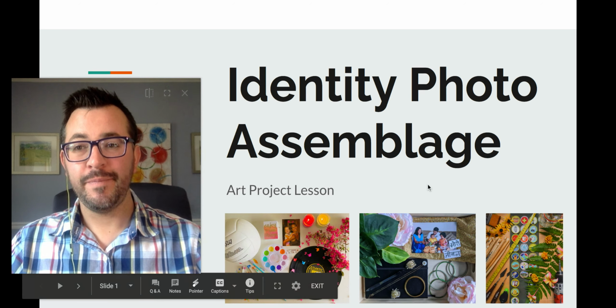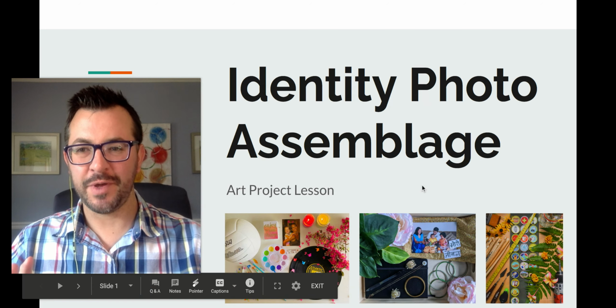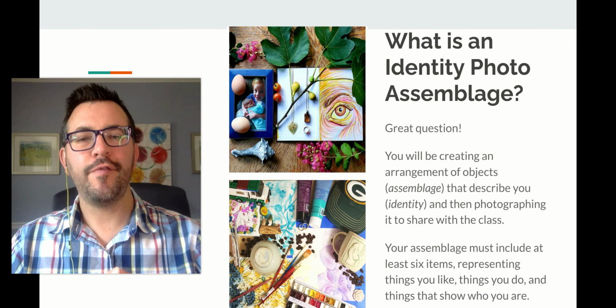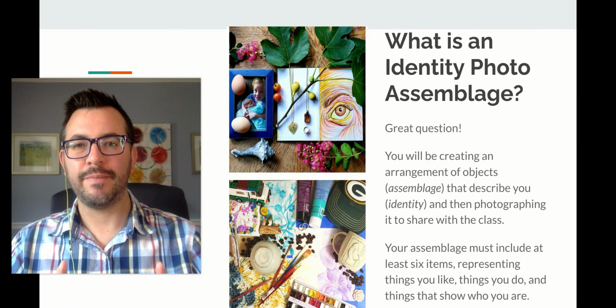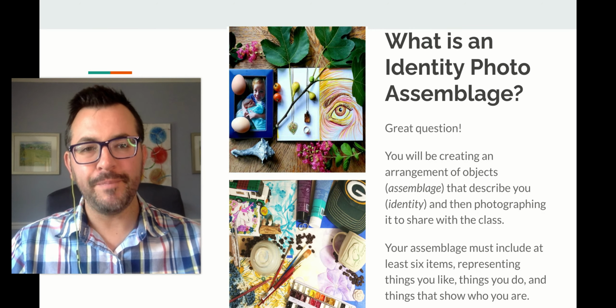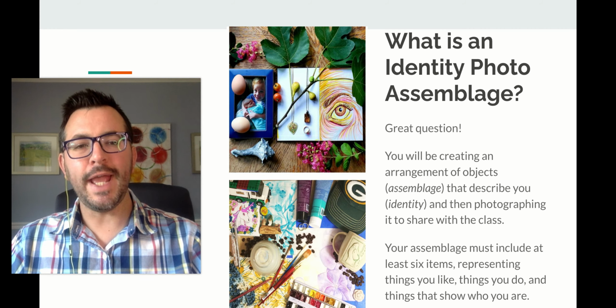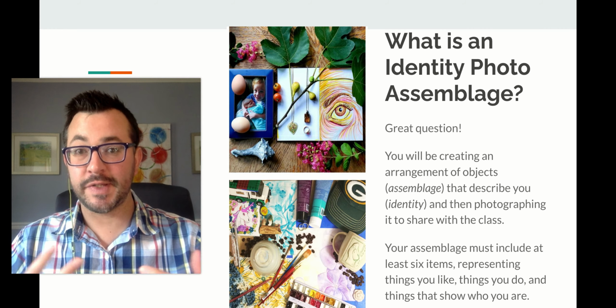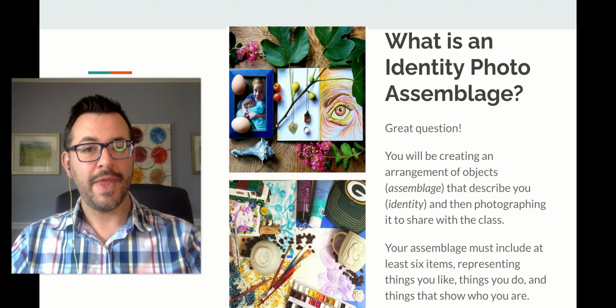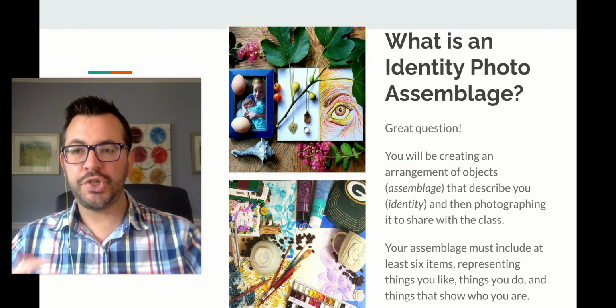I know it's wordy, but I've got a lot of great examples, so just stick with me, and we're going to jump right in. So what is an identity photo assemblage? Great question. There are some examples right up on the screen, and we'll talk more about those in a minute. But basically, you will be creating an arrangement of objects, that's an assemblage, that describe you, that's your identity, and then photographing that to share with the class.